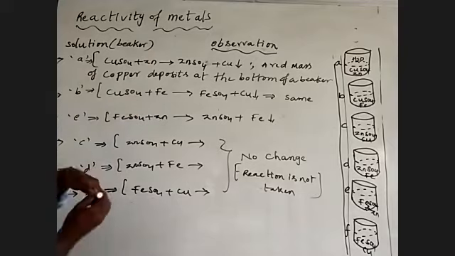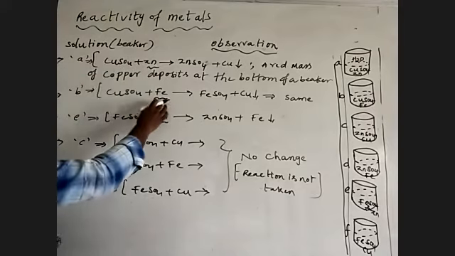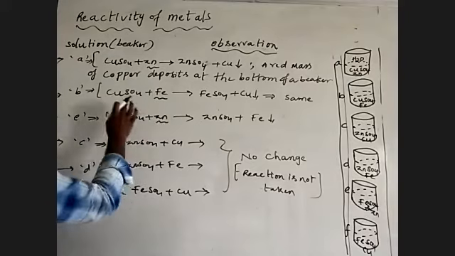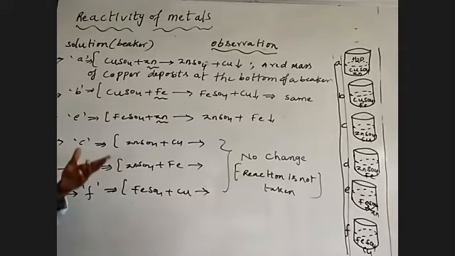But here, zinc replaced the copper, iron replaced the copper, and zinc replaced the iron, because those are more reactive elements. Zinc is more reactive. Copper is the least reactive, and iron is somewhat less reactive. So the more reactive metals can displace the less reactive metals, but the less reactive ones are unable to displace them. Okay, note that down.